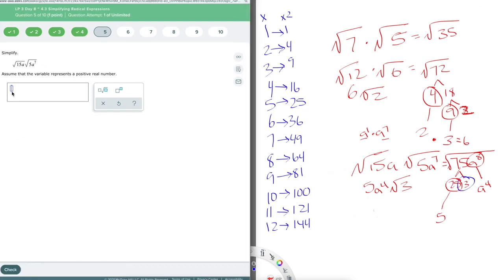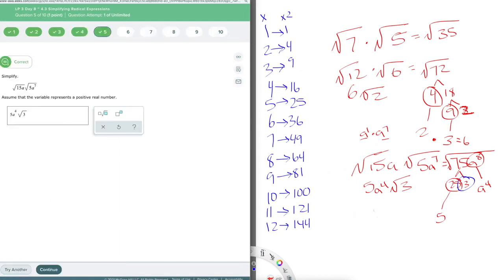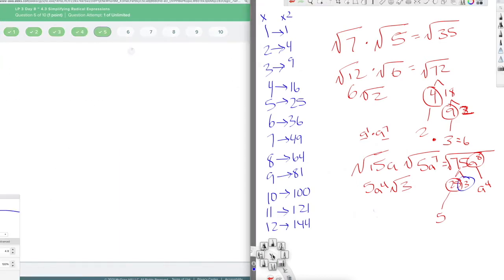So let's see, we have 5a to the 4th power square root 3. Check. All right. Keep moving through here.